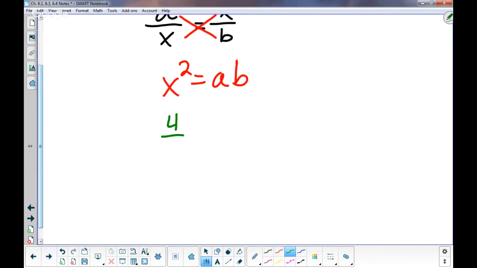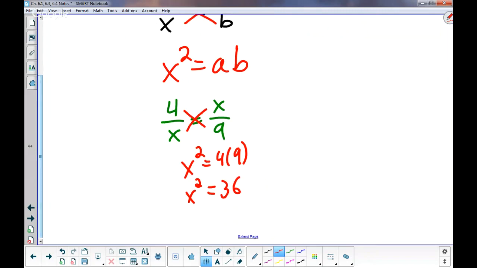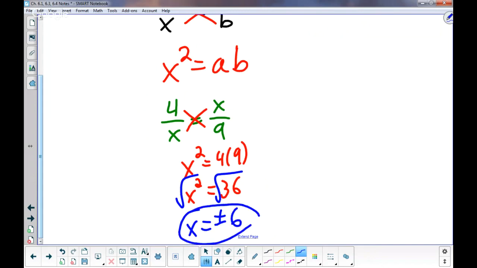Like 4 over x equals x over 9. An easy one to do. All right, we cross multiply. We get x squared equals 4 times 9, which we all know is 36. And then when we solve this, remember you have to take the square root of both sides. And so we get x equals. Now remember, when we take the square root of both sides of an equal sign, it's always plus or minus the square root of that number. So in this case, it's plus or minus 6. So there's actually two different answers here. Two x's, two answers. So x can be positive or negative 6. And if you plug it back in, you'll see it works in your ratio.